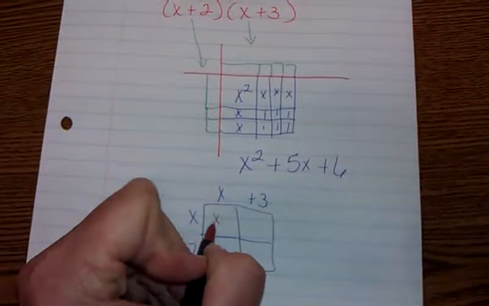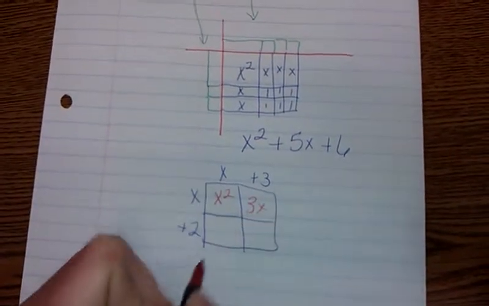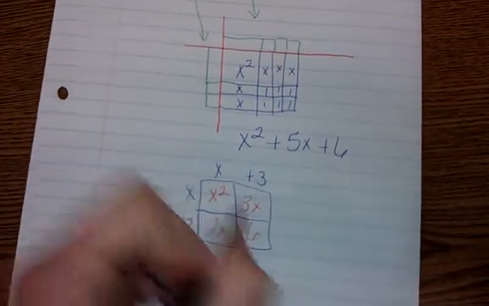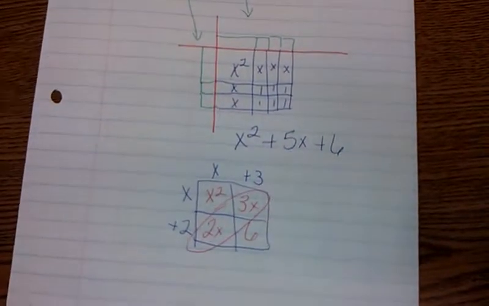X times x is x squared. X times 3 is 3x. 2 times x is 2x. 2 times 3 is 6. Putting these together, that gives me 5x, which I would come up with the same product.